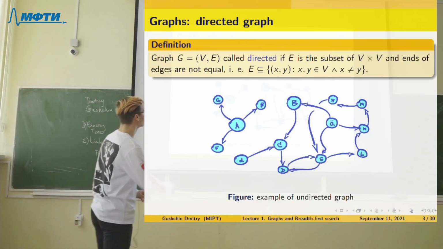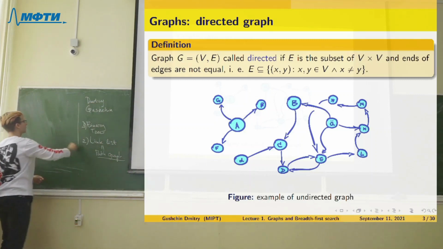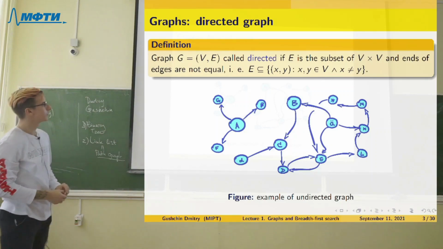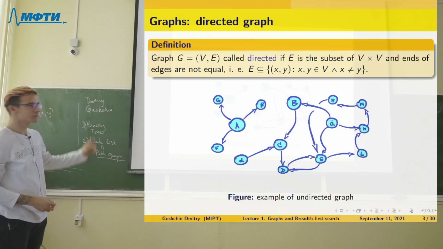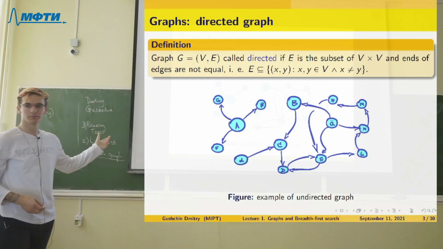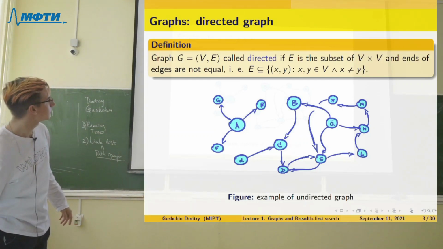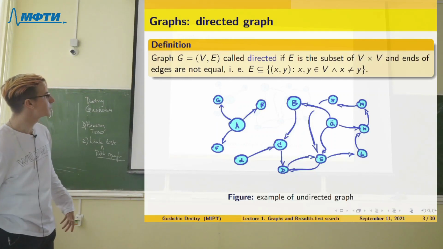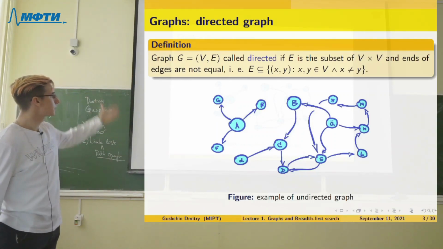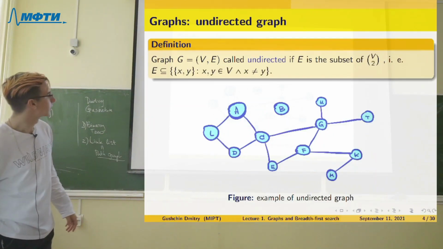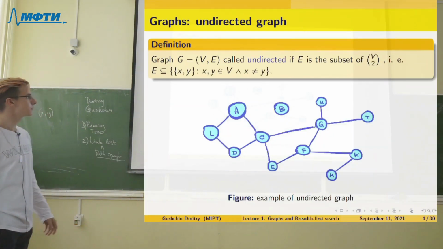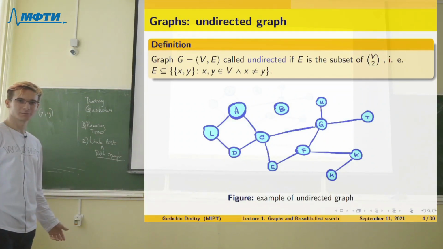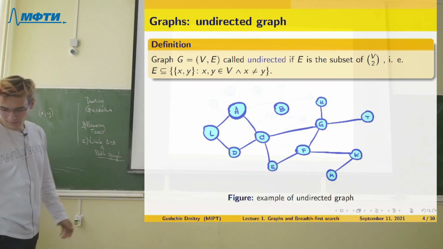When we draw x and y in these brackets, it means that they have order. The order is important. Edges have order or not. And if edges have order, it is a directed graph. If they have no order, it is undirected. Okay? Understandable? Okay.